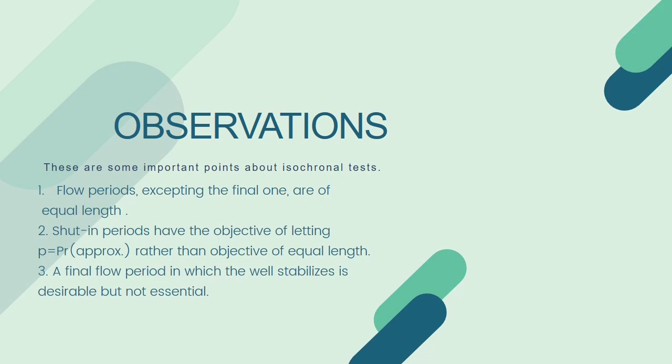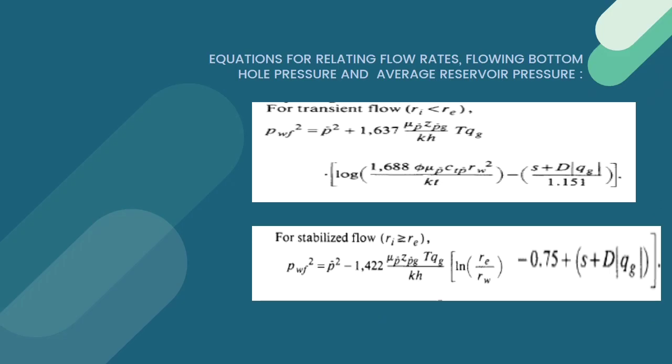to have that. In order to calculate the values of various variables involved like flowing bottom hole pressure or average reservoir pressure, flow rate, etc., for transient flow and for stabilized flow, we have different equations. Here both the equations are clearly displayed, and based on this we can make various calculations of the variables required.